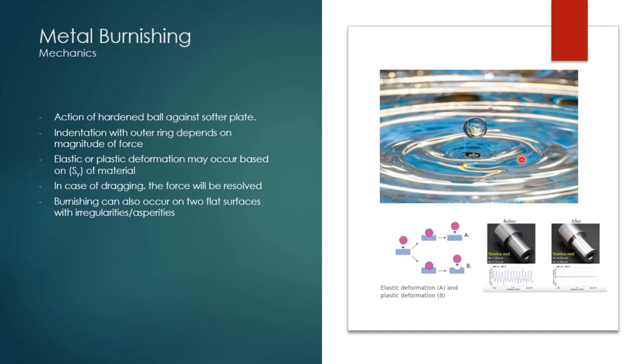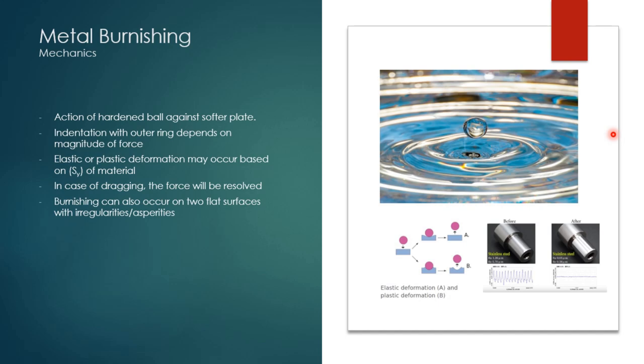Now, this will happen only when plastic deformation is allowed to happen, meaning the force is high enough to exceed the yield strength of this workpiece material. Only in that case will this indentation with the outer ring-like structure be seen.